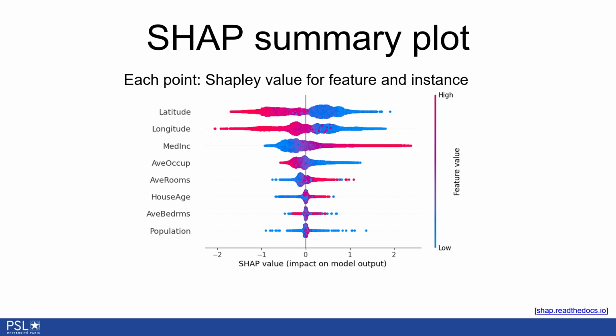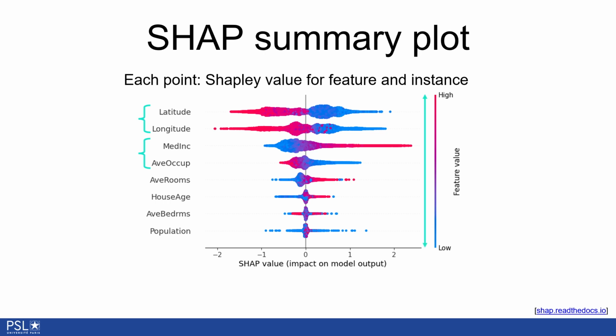In this plot, each point is a Shapley value for one feature and one instance. Different lines show Shapley values for different features, jittered in the y direction to show distributions. The width of these distributions quantifies the strength of SHAP values over the whole dataset for each feature. So this plot shows that over the whole dataset, latitude and longitude play an important role in the outputs, followed by median income and average occupancy.